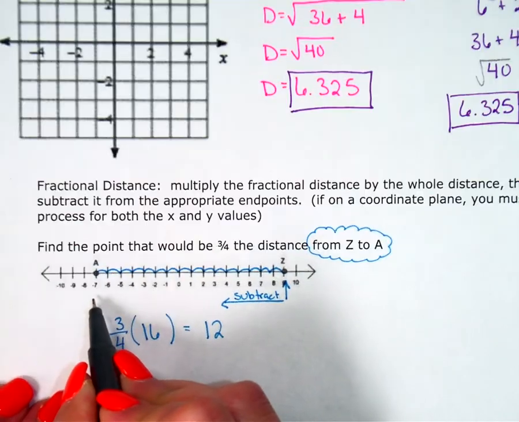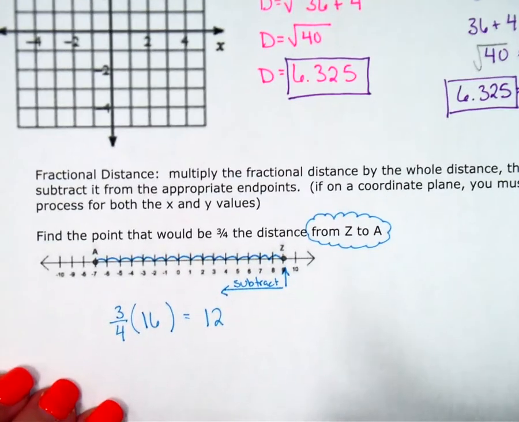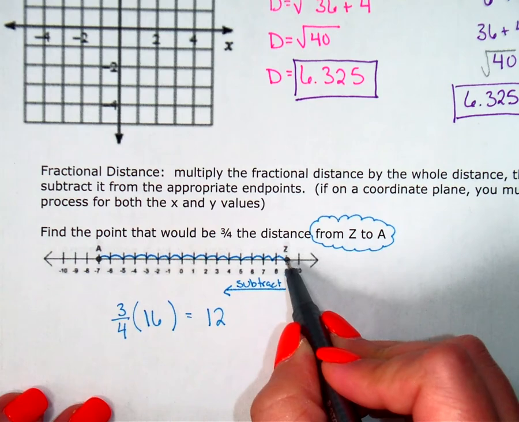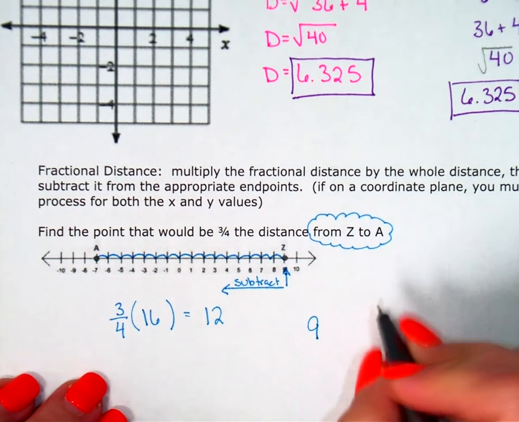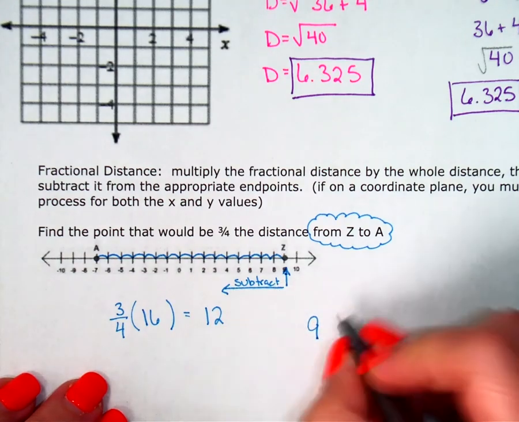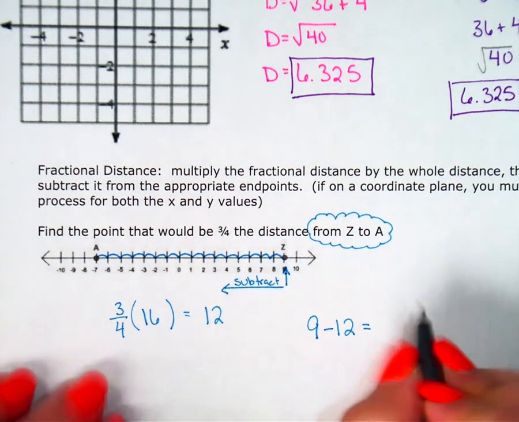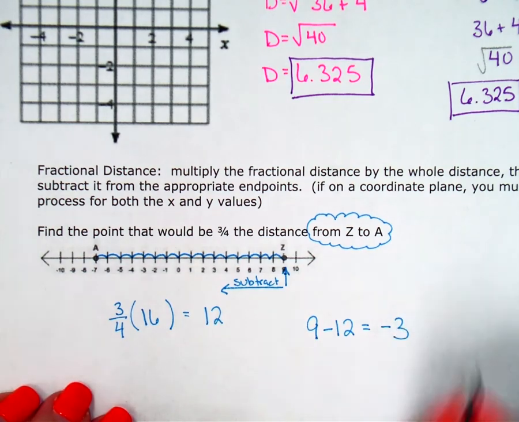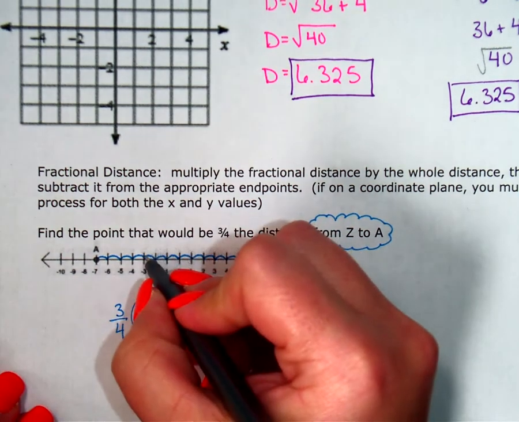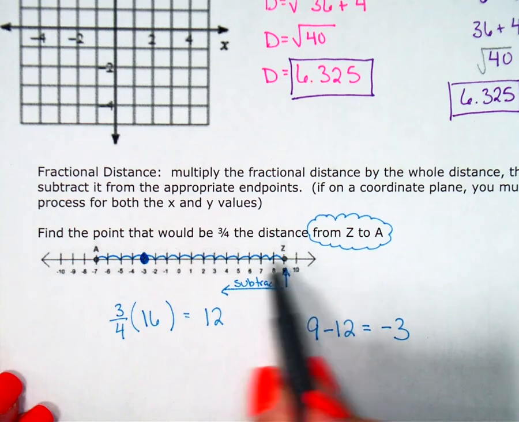If I was starting at A and I was going towards Z, I'd be going forwards to the right, so I would add. Okay, so if I'm starting at Z and Z is at 9, I'm going to subtract 12 to find where my point should be. So 9 minus 12 is -3. Okay, so -3 is right here. That is 3/4 the distance from point Z towards point A.